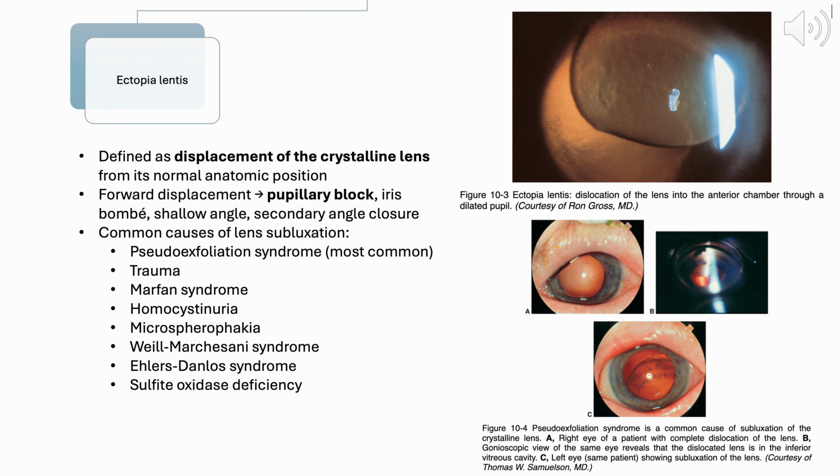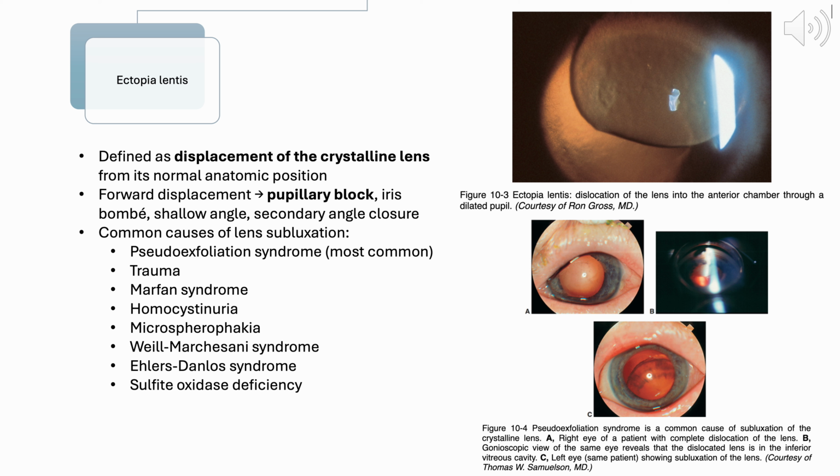Next, let's discuss ectopia lentis, which is defined as displacement of the crystalline lens from its normal anatomic position. When the lens moves forward, it can lead to pupillary block, iris bombé, narrowing of the angle, and ultimately secondary angle closure. This forward shift is what makes lens subluxation an important mechanism to recognize in angle closure disease.